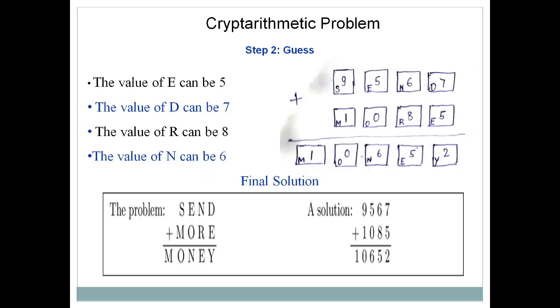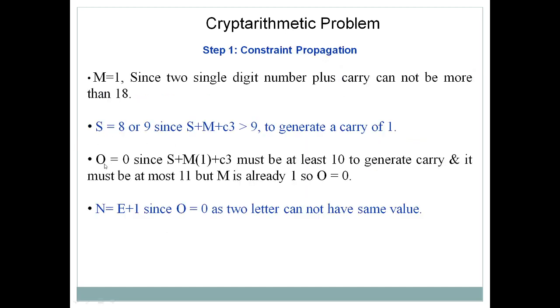Now we need to look for the third constraint. Okay, now see over here, the value of o is 0, so we place 0 over here. Now here what we see, e plus o equals m. But one constraint is given in the problem that no two alphabets should have the same digit. Okay, so in this case one more equation that we derive over here, since o equals 0 and s plus m plus c3 must be at least 10 to generate the carry, so it must be at most 11, but m is already 1. Okay, so that we have already seen.